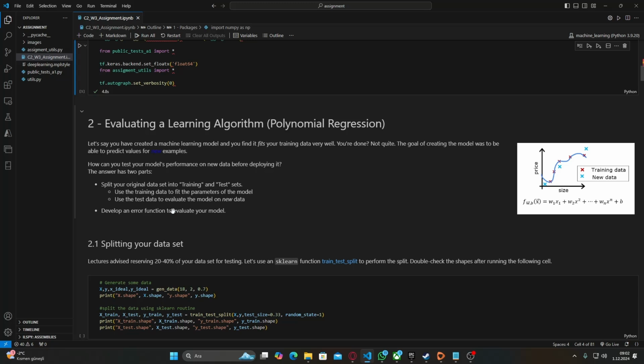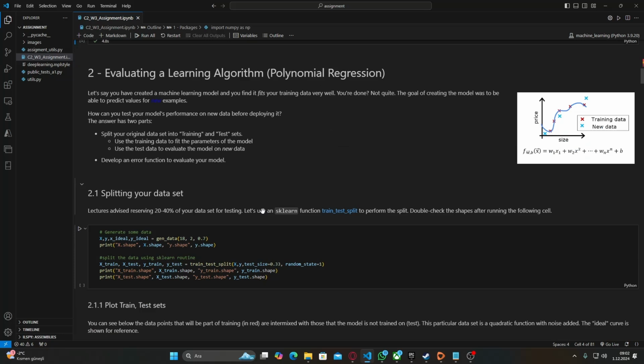The answer is two parts. Split your original data into training and test sets, and use the training data to fit the parameters of the model, and use the test data to evaluate the model on new data. Develop an error function to evaluate your model.